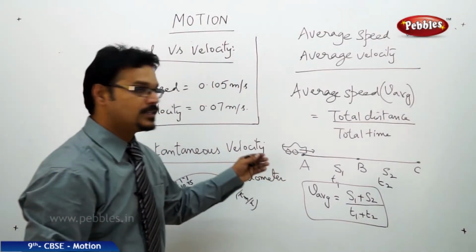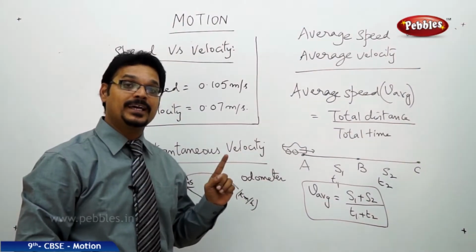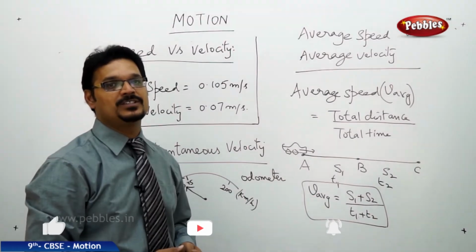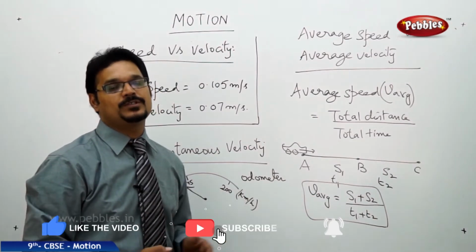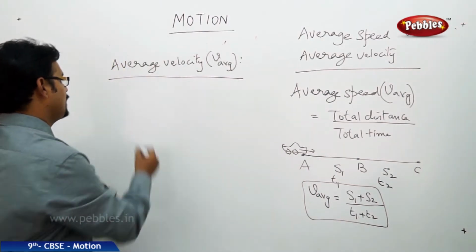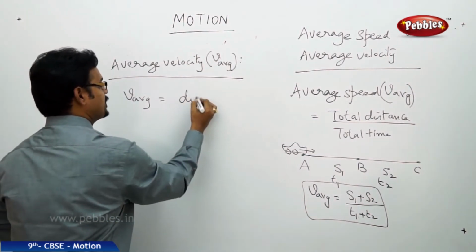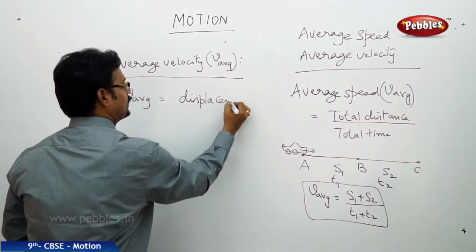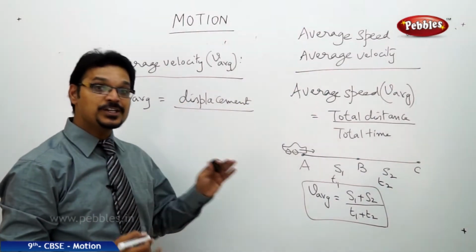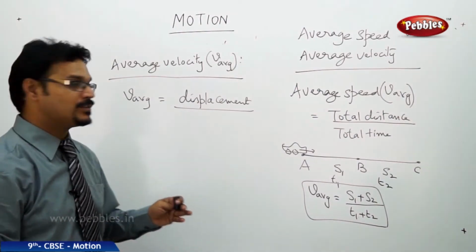That is average speed. And what is the unit of average speed? The same unit I have taught you in speed, which is centimeters per second or meters per second. Average velocity. The definition is V average equals displacement divided by total time. That means it's the ratio of displacement to total time, or simply displacement divided by total time.